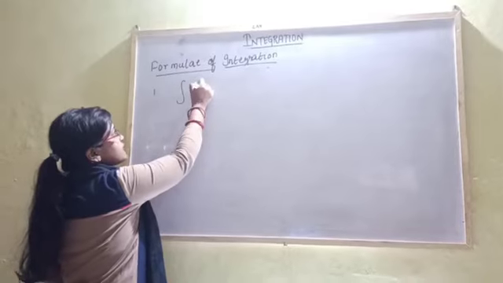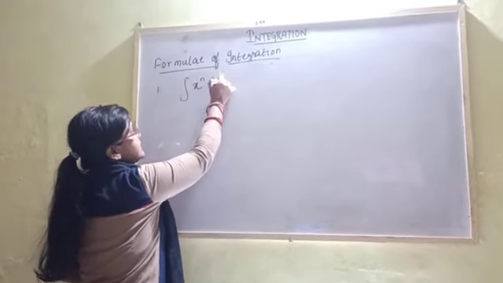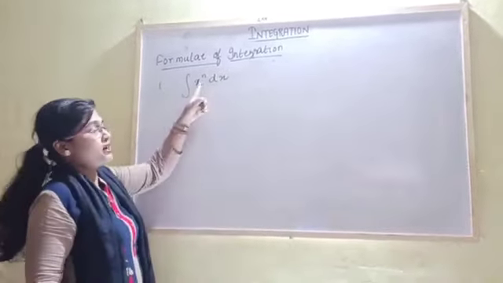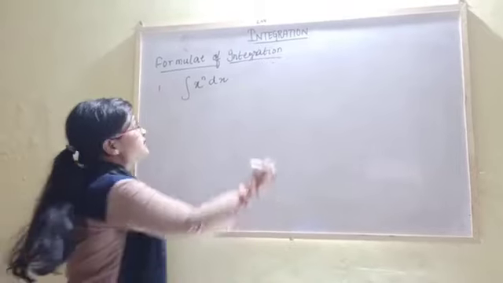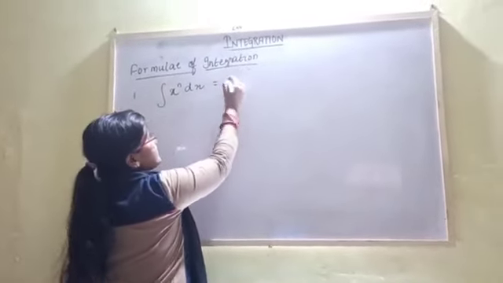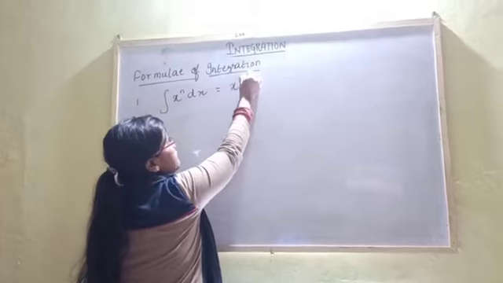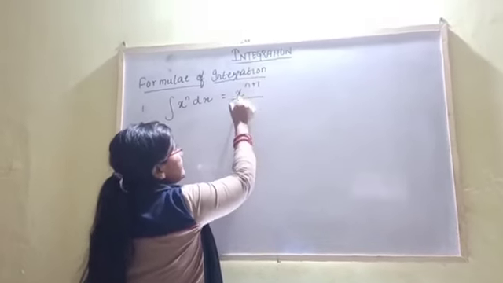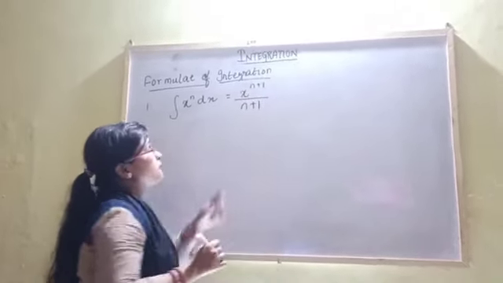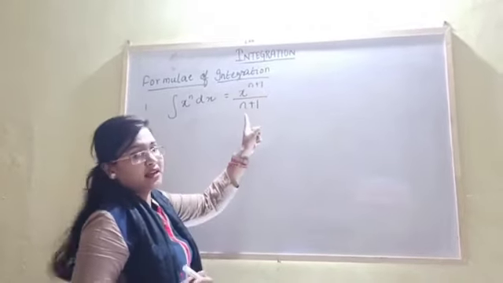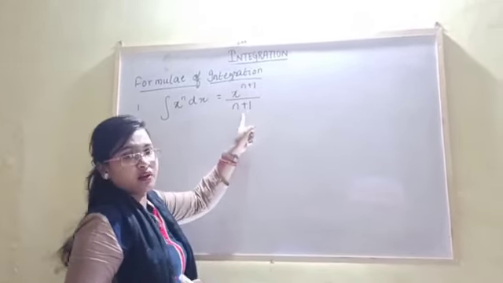Integration of x to the power n dx. We have to integrate x to the power n with respect to x. It goes like this: x to the power n plus 1 divided by n plus 1. Add 1 to the power, divided by the addition of that power plus 1.